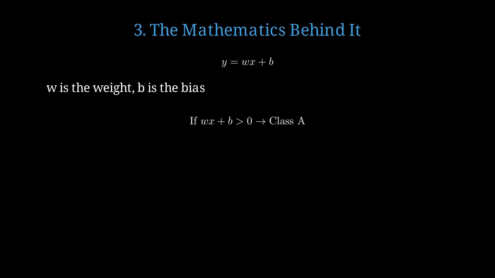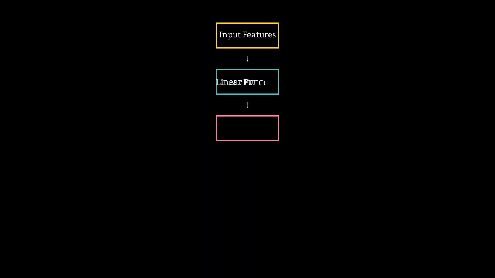Now let's look at the simple math that powers classification models. The decision boundary is described by the equation y equals w times x plus b, just like a line from basic algebra. Here w is the weight that determines the slope, and b is the bias that shifts the line up or down. If w times x plus b is greater than 0, we predict class A. If w times x plus b is less than 0, we predict class B. The process flows from input features through our linear function to produce a class prediction.